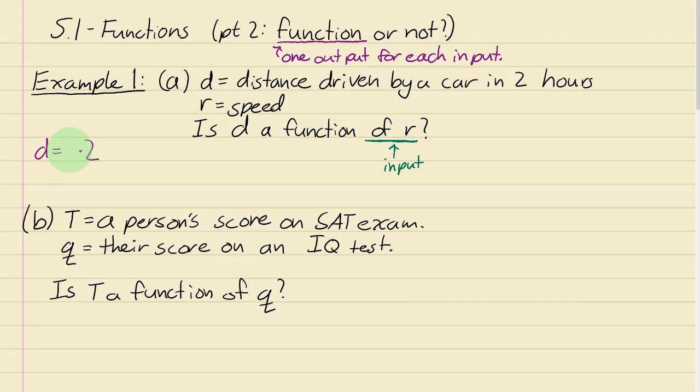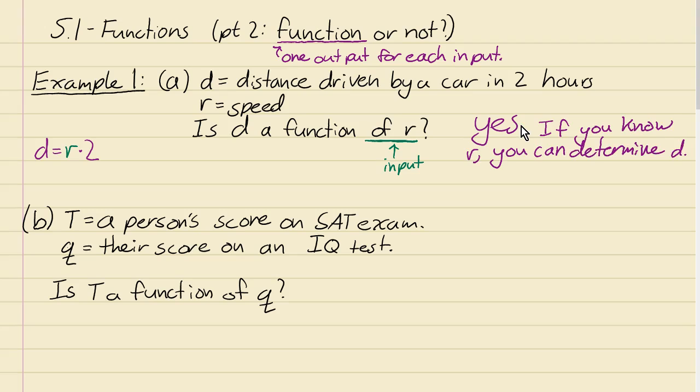And if you know a value of r, are you only going to get one value of d from that? The answer is yes. You can take any number and multiply it by 2. There's only going to be one result. So the answer to this is yes. In other words, if you know r, you can determine d. There's only one d that comes from that r. Let's look at this next one.